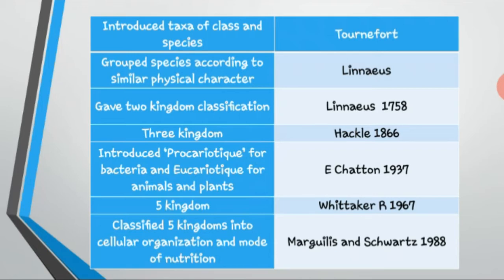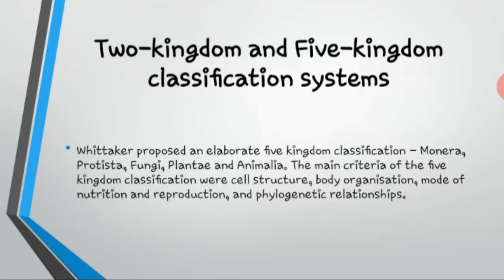And then Margulis and Schwartz said that there are 5 kingdoms and they are there because of their cellular organization and mode of nutrition. So they actually contributed. Whittaker proposed an elaborate 5 kingdom classification: Monera, Protista, Fungi, Plantae, and Animalia. The main criteria of the 5 kingdom classification were cell structure, body organization, mode of nutrition, and reproduction.